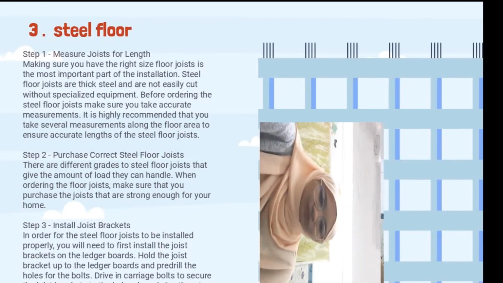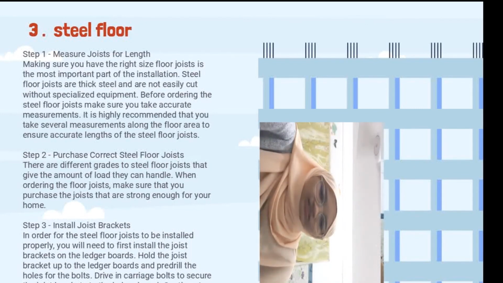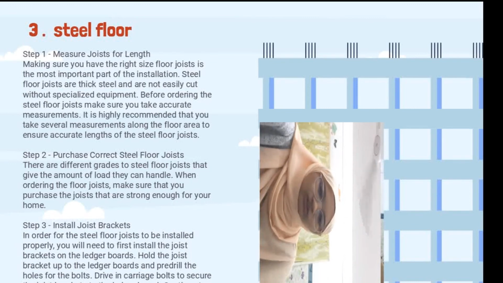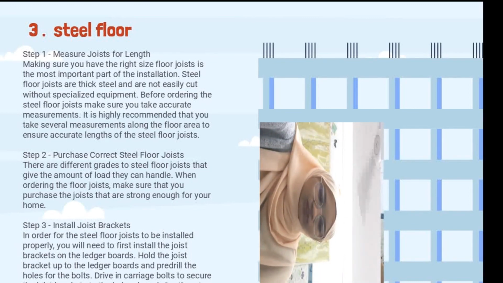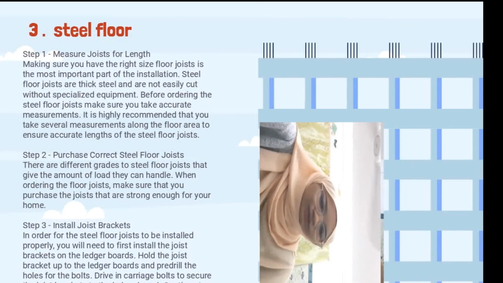Number 3. You can install joist brackets. In order for the steel floor joist to be installed properly, you will need to first install the joist brackets on the ledger board. Hold the joist bracket up to the ledger board and pre-drill the holes for the bolts. Drive in carriage bolts to secure the joist brackets to the ledger board. Continue to install the joist brackets beside each of the wooden joists.